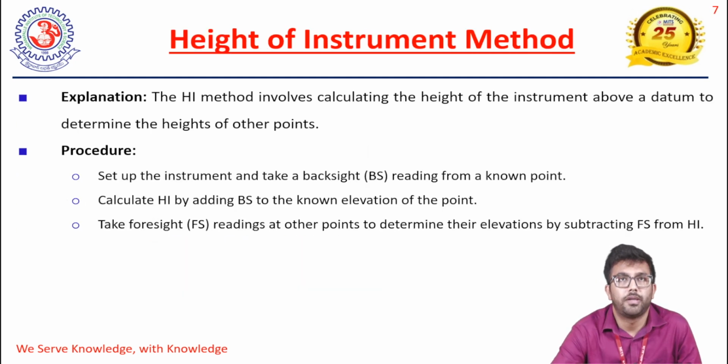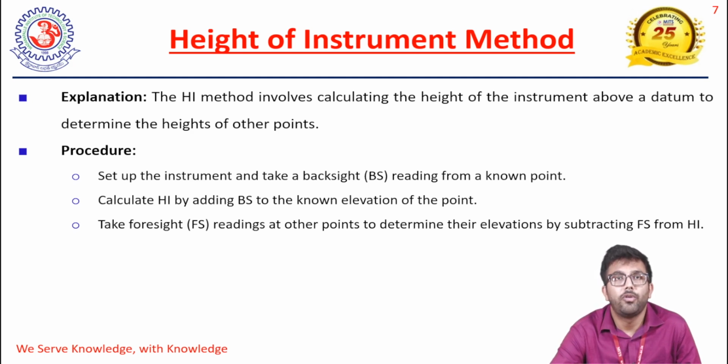Height of instrument method. In the contents we saw that there were two methods: the height of instrument method and the rise and fall method. These two methods are used to calculate the reduced level of a point. Let's first discuss height of instrument. The height of instrument method involves calculating the height of instrument above a datum to determine the heights of other points. The procedure is: we first set up the instrument and take the backside reading from a known point. Now, what is a backside reading?